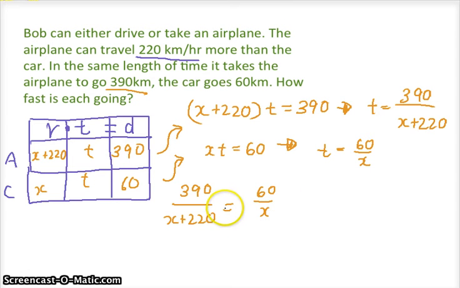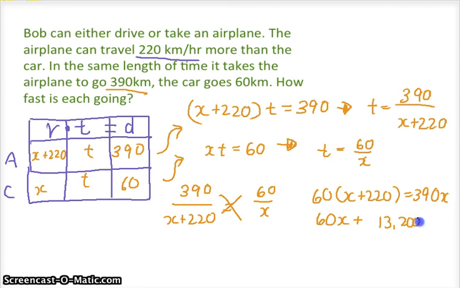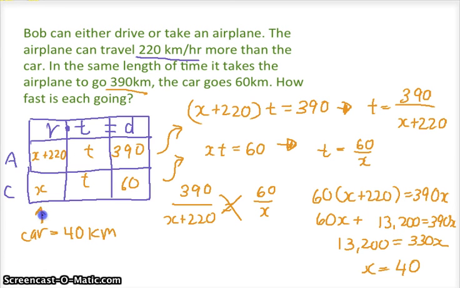Then we're just going to solve this, and I'm going to cross multiply. So we have 60 times x plus 220 equals 390x. And then we're just going to solve this. So we have 60x plus 60 times 220, which is 13,200, equals 390x. Then I'm going to subtract 60x from both sides. So then we have 330x. And in the end we have x equals 40. So the car is going 40 kilometers per hour, because x is 40 right here. And the airplane is x plus 220, so 40 plus 220 is 260 kilometers per hour.